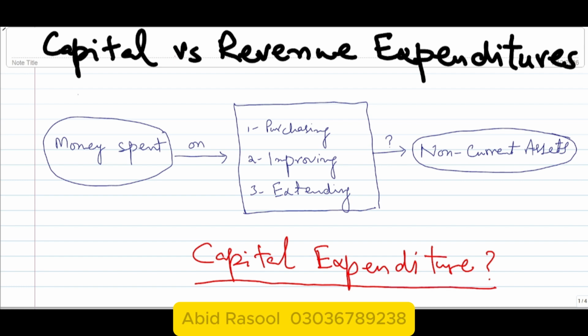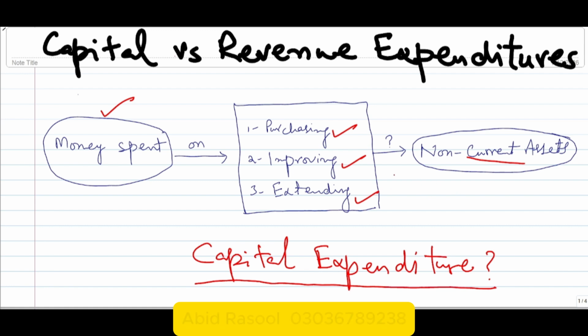Okay. Now we see one by one what these capital and revenue expenditures and receipts are. First of all, the capital expenditure. Capital expenditure is money spent on purchasing, improving, or extending non-current assets. Non-current assets are the assets that the business has for more than 1 year.